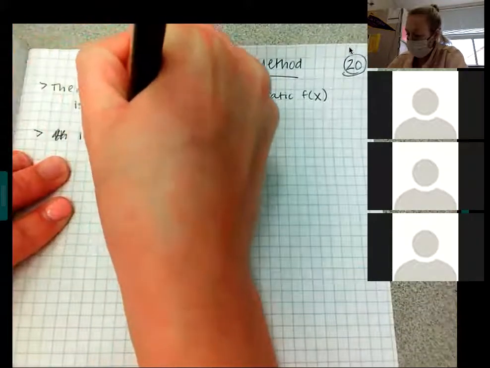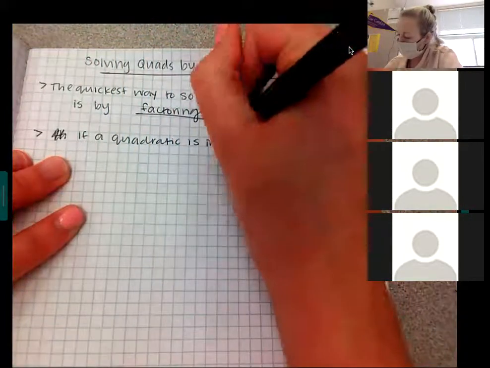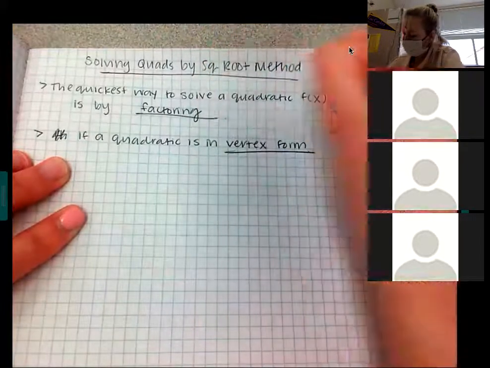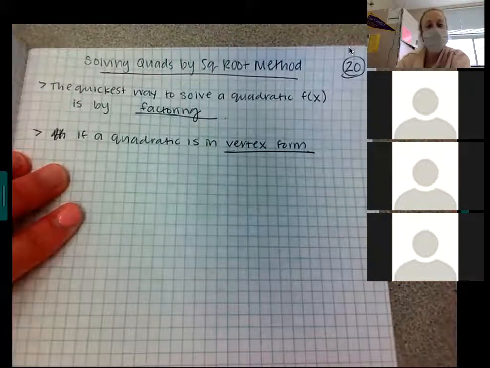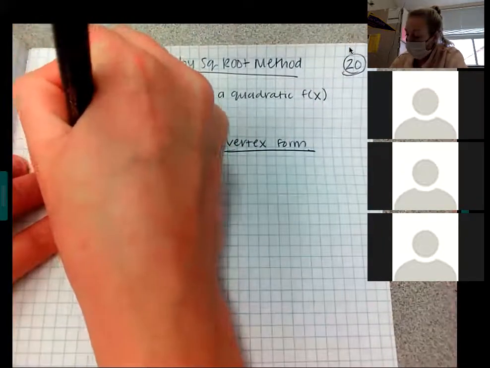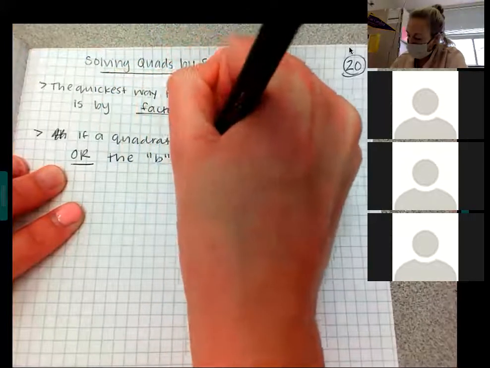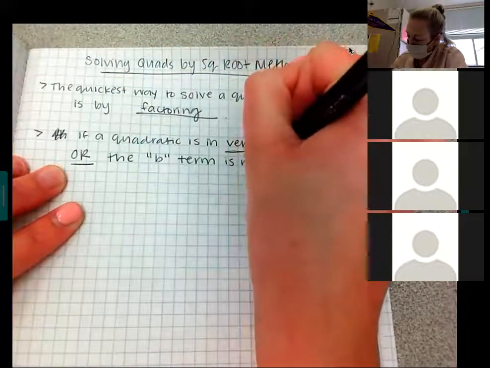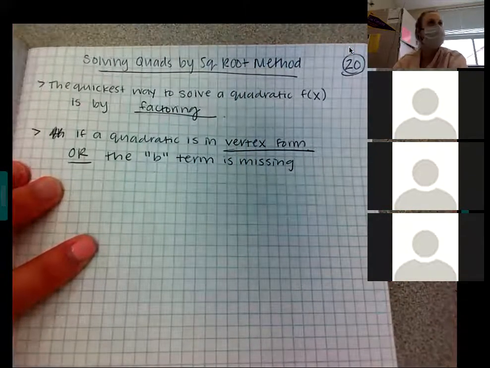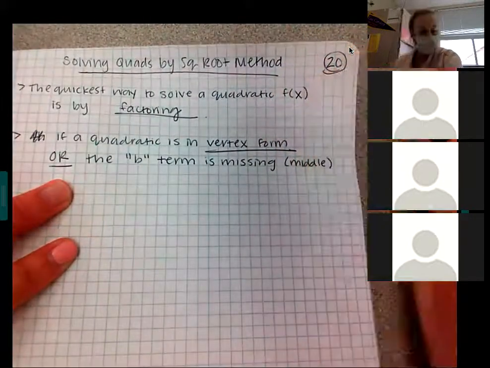If a quadratic is in vertex form, need y'all to write that and underline it. That's a vocab review. If a quadratic is in vertex form, or the B term is missing. Now let's review that. B term is where in a quadratic function? The middle, good. So the middle is missing. You can put middle if that's going to help you. Very good.